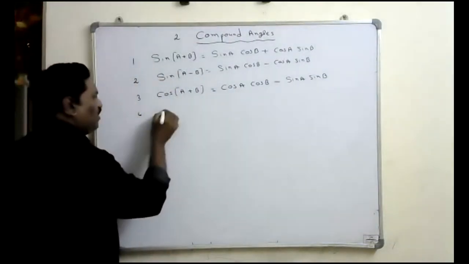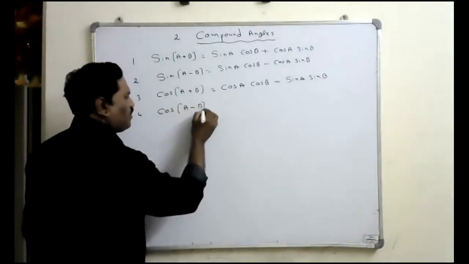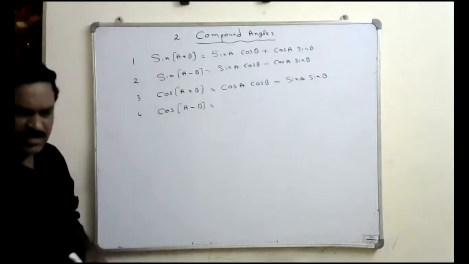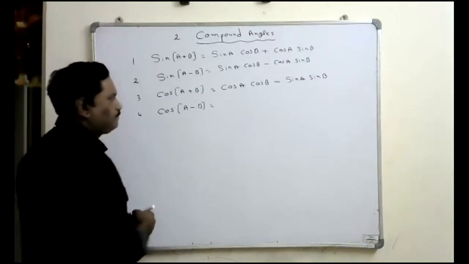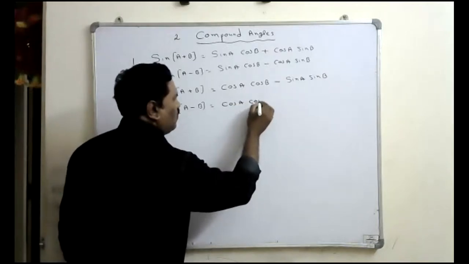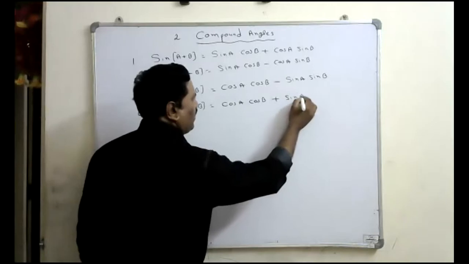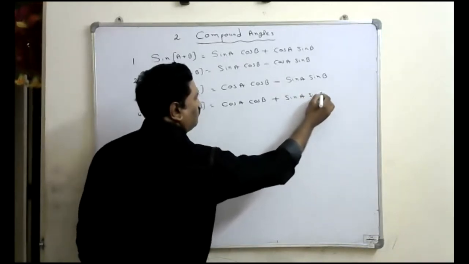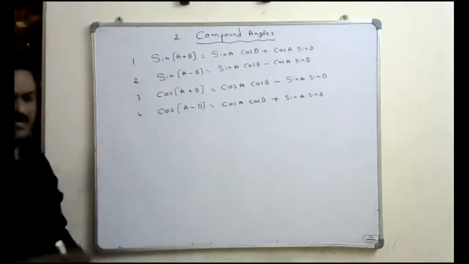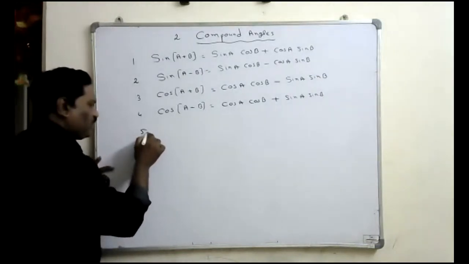Next, cos of A minus B. What is the formula for cos of A minus B? Cos A cos B plus sin A sin B. Opposite sign, plus. This is the formula for cos of A minus B. So these four formulas were derived.